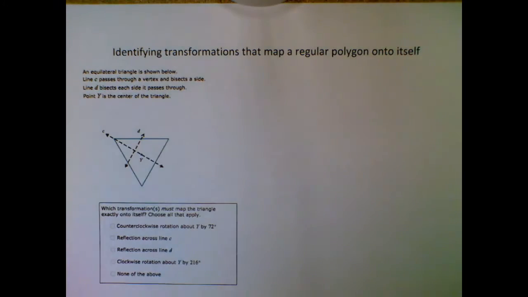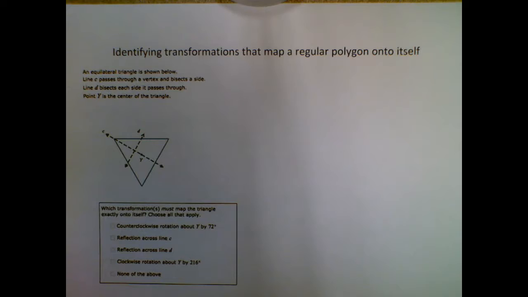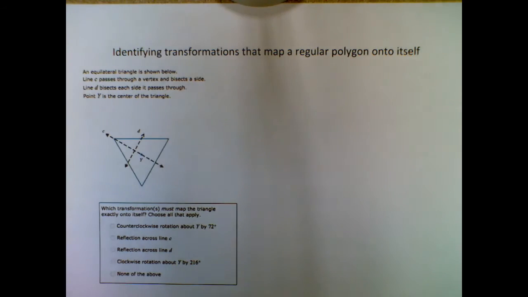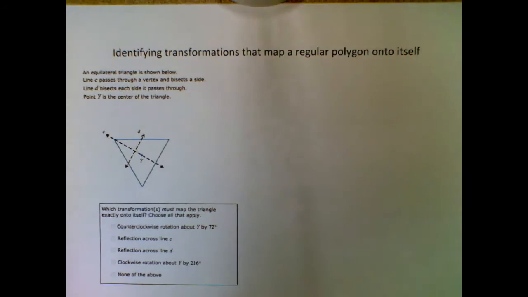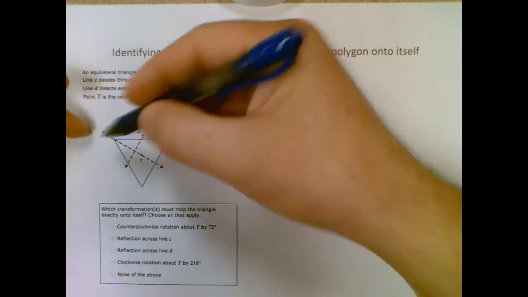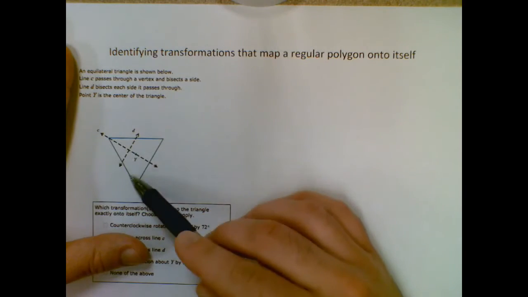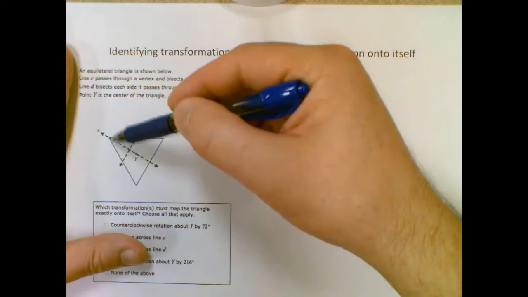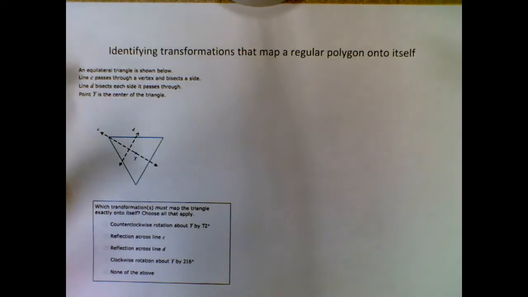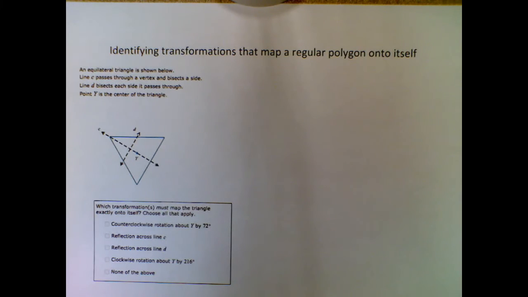So today we're going to be looking at the ALEKS topic, identifying transformations that map a regular polygon onto itself. So this time we have an equilateral triangle. That's going to be important here. So all the sides are the same size. Line C passes through a vertex and bisects this side, so perfectly cutting that bottom part in half. Line D bisects each side, so cutting these sides in half lengthwise. So the length on here and the length on here are the same. And point Y is the center of the triangle.